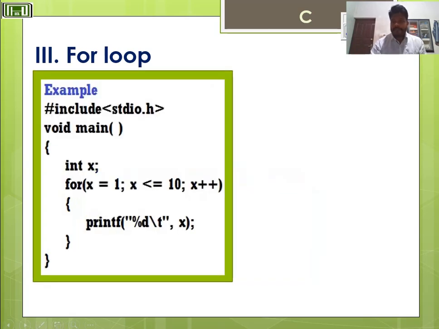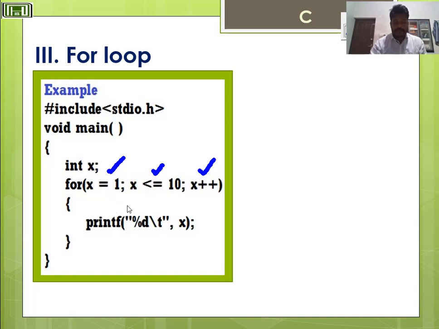Now moving to the example of for loop. Here we have header file stdio.h. Inside main function we have declared x value. For x, the first portion is initialization, that is 1. Then in the second portion the condition checking, that is x less than or equal to 10. Then increment or decrement, that is increment here, x plus plus.